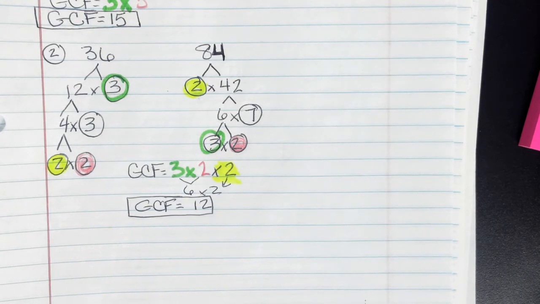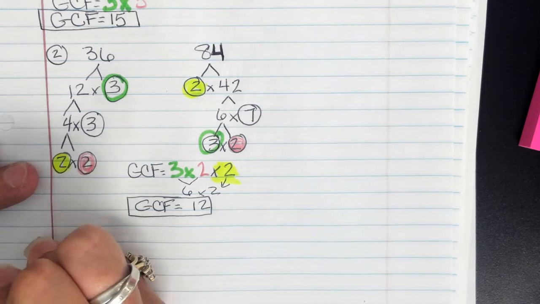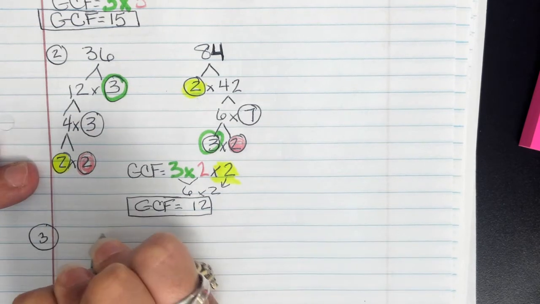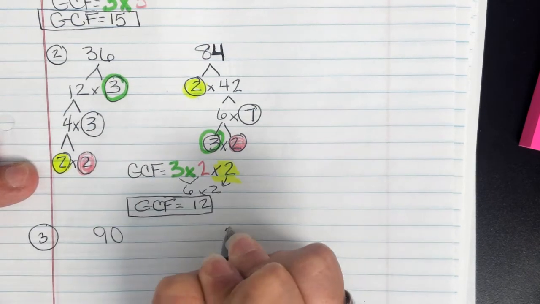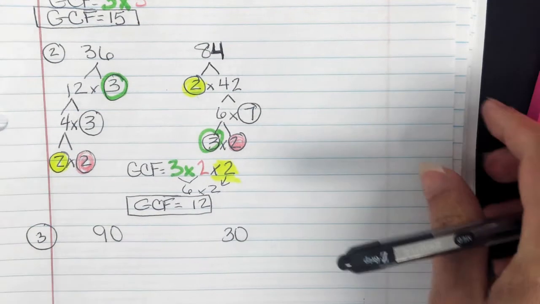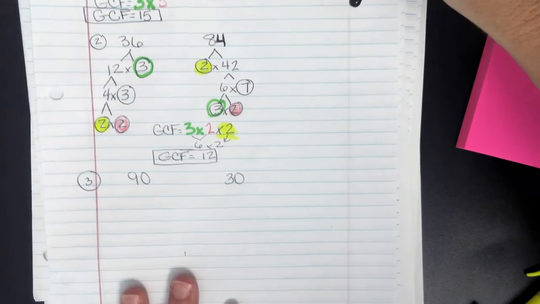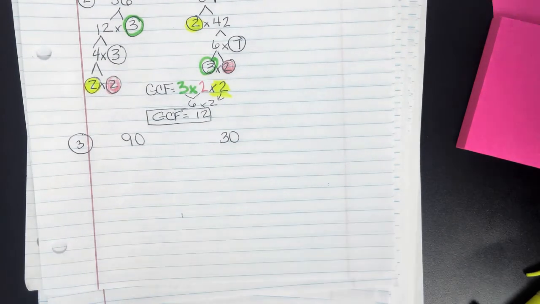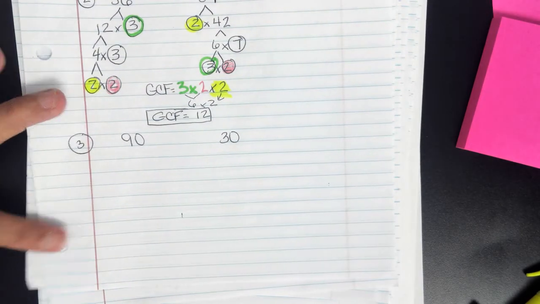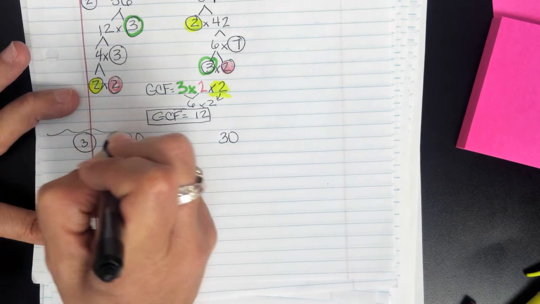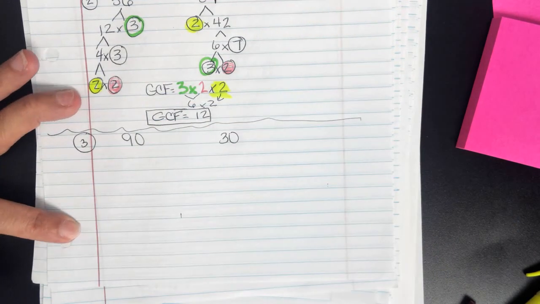Honestly, this method does take a lot of paper, but for kids who maybe don't know all their multiplication tables very fluently, perfectly, it works. Okay? Let's do number 3. I got 90 and 30. So try it. 90 and 30.